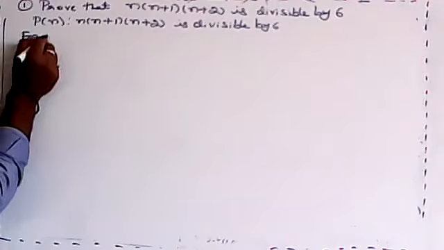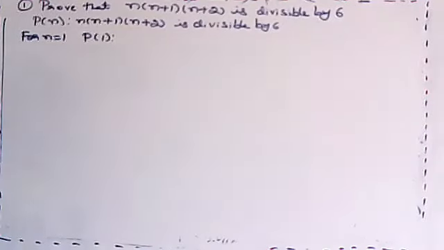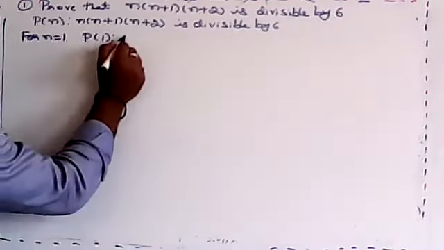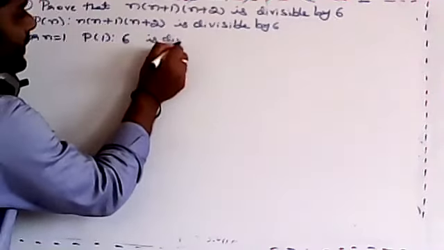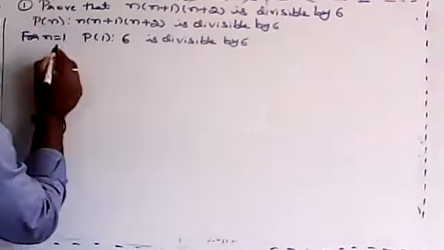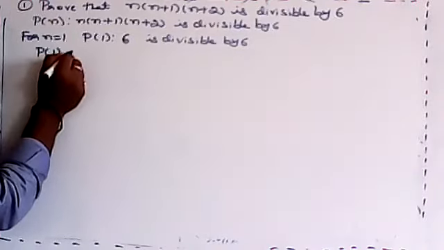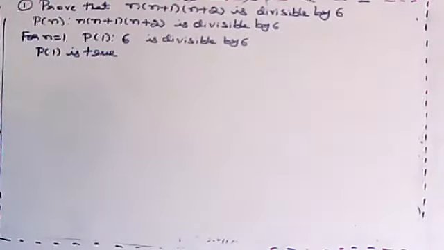So first we go for what? For n is equal to 1, P of 1 is equal to, what do you get? Yes, nice Shilpa. 6. So 6 is divisible by 6. So it means P of 1 is true.